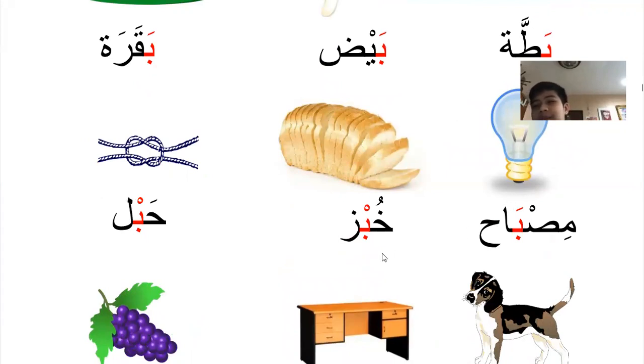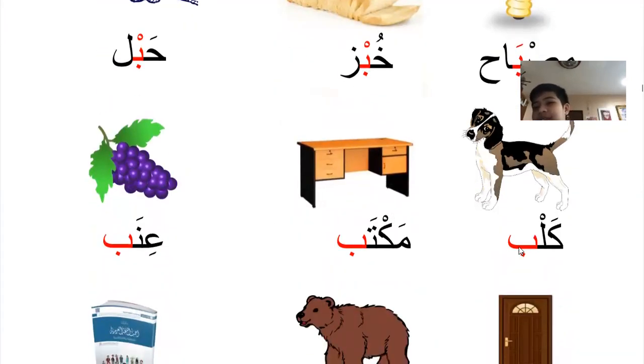Khubz. Khubz. Bread. Hubble, rope. Rope. Kalb, dog. Dog. Kalb.